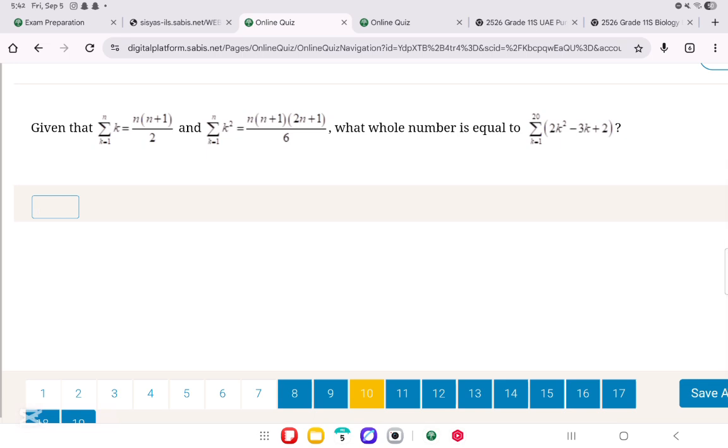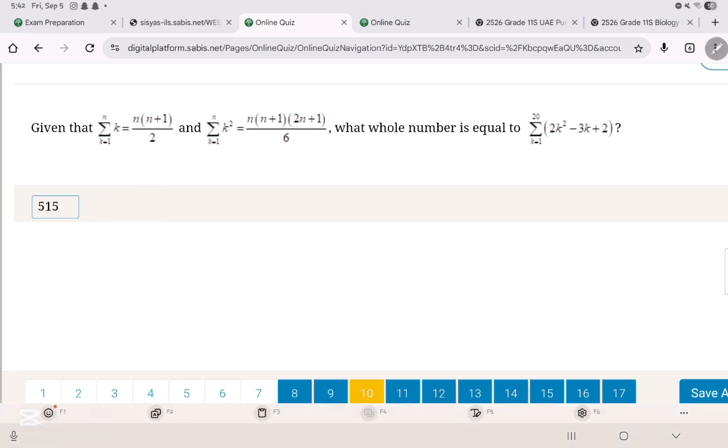Given that, whatever this is, what whole number is equal to the summation of k equals 1 to 20 of 2k squared minus 3k plus 2. So I'm going to do it in a way. Of course, if you have the calculator, you can put it on the calculator. Right? Put it right now and get the answer. So 20 is on top, k is equal to 1. Now, 2k squared minus 3k plus 2. And you're supposed to get an answer of 5150. This is supposed to be our answer.